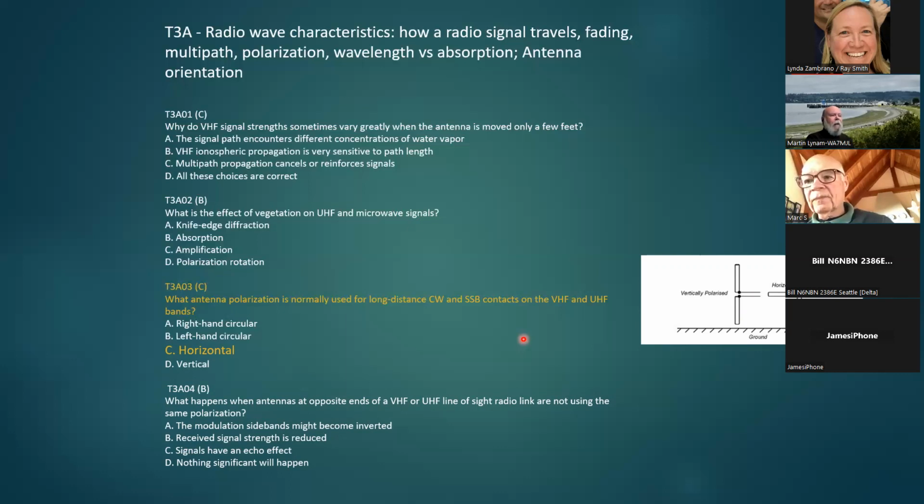That's a vertically polarized antenna. Horizontal polarization is really best for long distance, meaning hundreds or thousands of miles, communications.